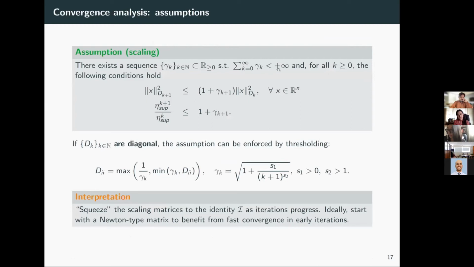Just to give you an idea, there are some technical assumptions on D, and I will give you a graphical representation of this. In our examples, we are taking these non-Euclidean metrics to be diagonal so that they are easy to implement numerically. And you have this assumption to verify, which generally speaking has to be interpreted in the following way. You start with a scaling matrix which is close to the Hessian matrix of your problem. Then this matrix along the iterations will be squeezed towards the identity, so you have diagonal entries that go closer and closer to one. So you benefit from this variable scaling in the early iterations, and then in the late iterations you are just dealing with a standard gradient type algorithm.